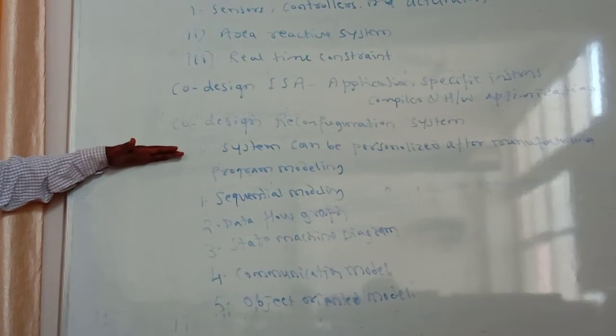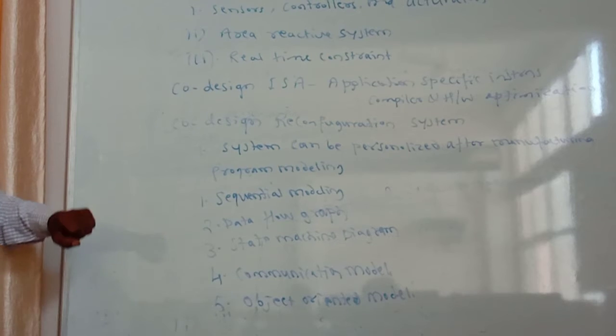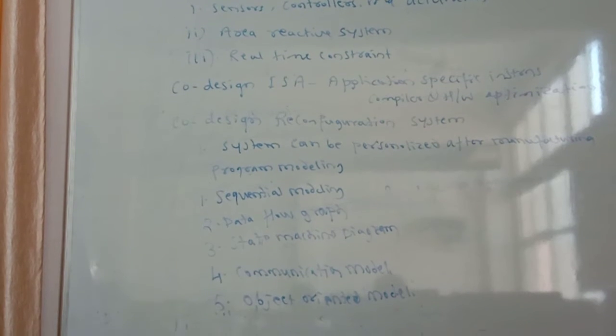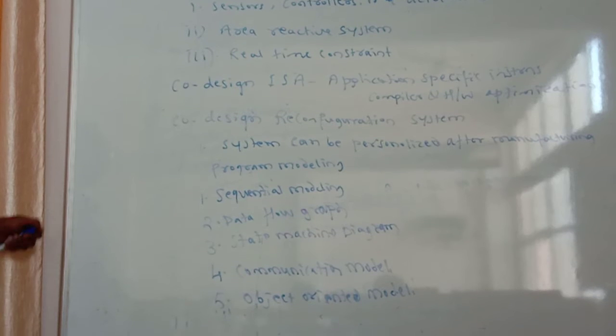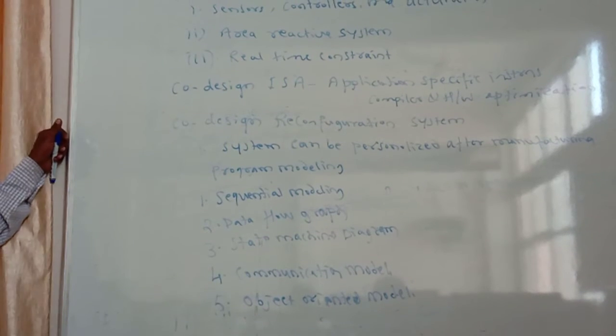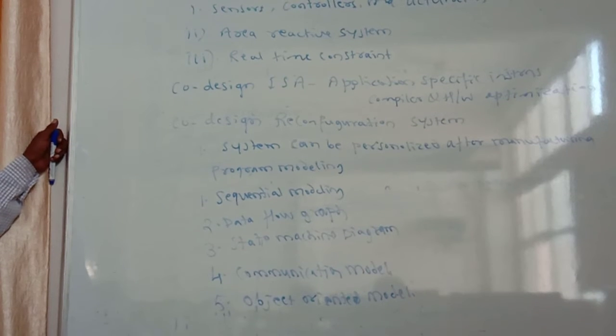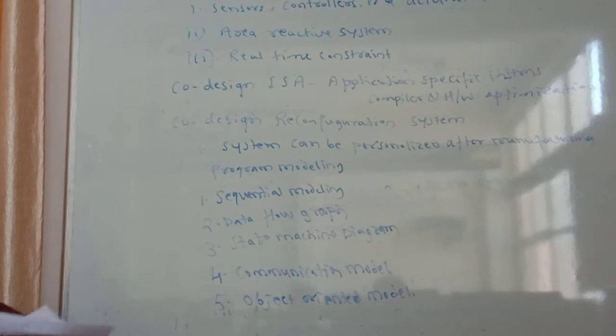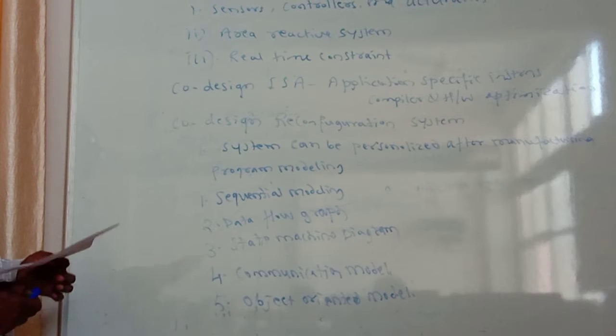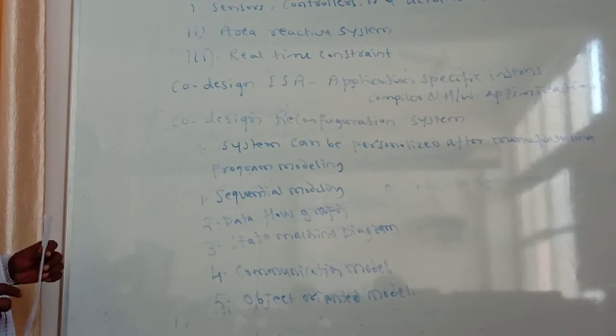In programming modeling, the first step is sequential modeling. Sequential modeling means it is like a program. You can write it in any language, a sequence of algorithm steps one by one. Step 1, step 2, step 3. This is treated as a sequential modeling system. It is one criterion in case of program modeling.